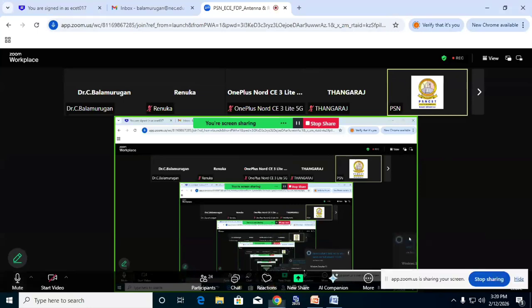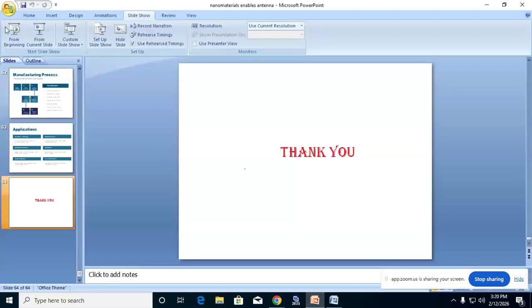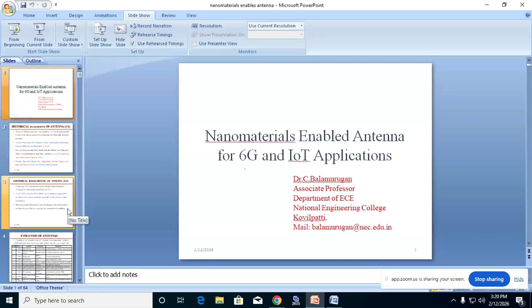Participants who have any questions regarding today's session, you can post them in the chat box. So research can be focused on this area also, that is, using nanomaterials for antenna design. That is a good area. People can prefer this area. Two of my scholars are doing research on nanomaterial enabled antennas for 6G and IoT applications. You can actually prove a lot of things in this.